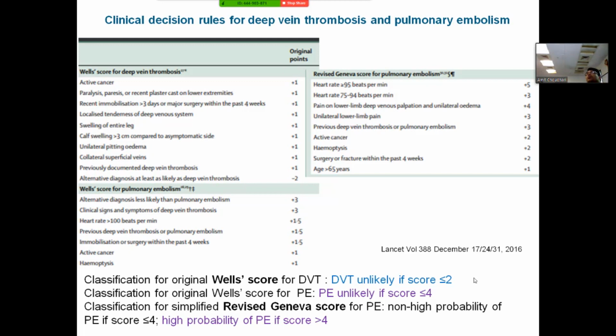Similarly for the revised Geneva scoring, the probability of having PE is low if the point system is less than 4. It is more if the point system is more than 4. So going to the pulmonary thromboembolism.